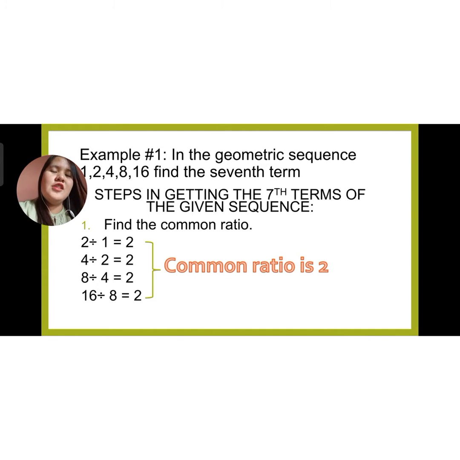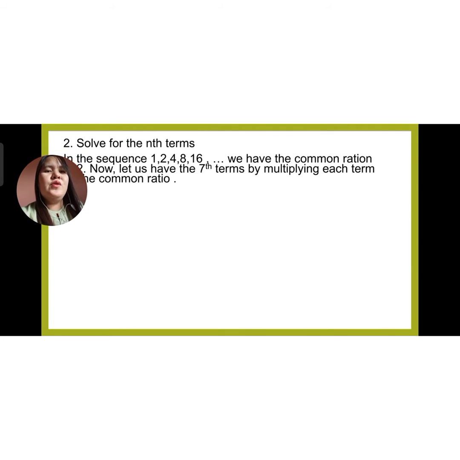You can see that like in the arithmetic sequence, it also has a common or fixed number. The only difference is that in arithmetic we use the common difference, while here it is the common ratio. We have now gotten the common ratio. Now, let us go to step number 2. Step number 2 is solve for the nth term. This means you will now solve what is being asked. In the sequence 1, 2, 4, 8, 16, we have the common ratio of 2, because that is what we got from what we solved earlier. Now, let us get the seventh term by multiplying each term by the common ratio.